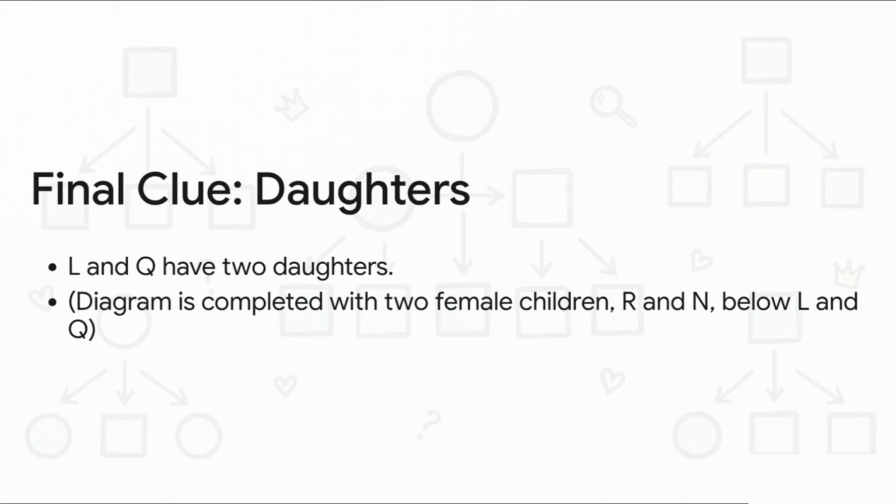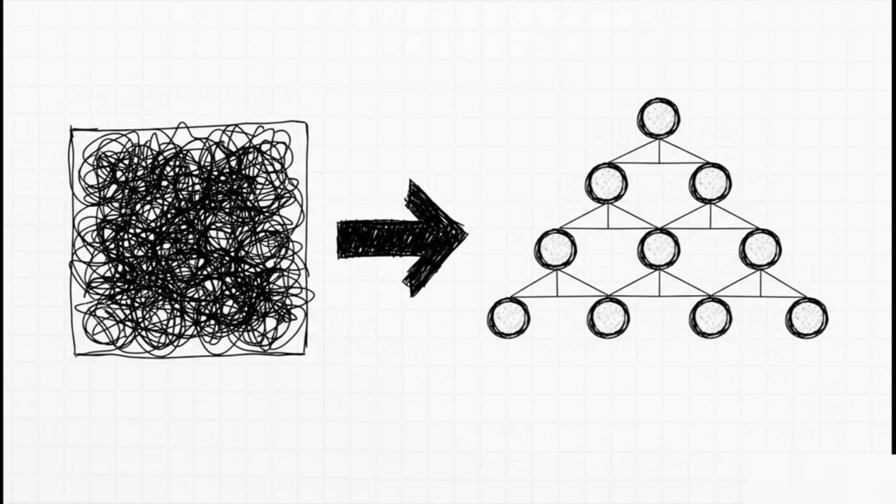And here it is, the final piece. L and Q have 2 daughters. So we draw 2 vertical lines down from them to 2 circles. Then we just fill in the last 2 names, R and N, and our 3-generation family tree is officially complete. And there you go. That big, scary block of text is now a simple visual map of the entire family. Now that we have this, answering any question they throw at us is going to be a piece of cake.